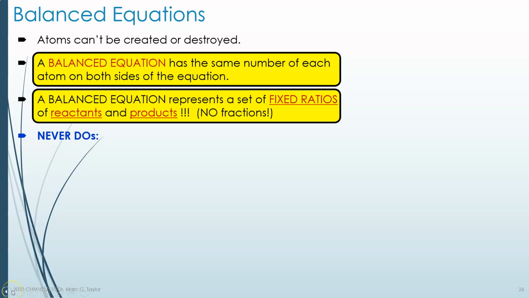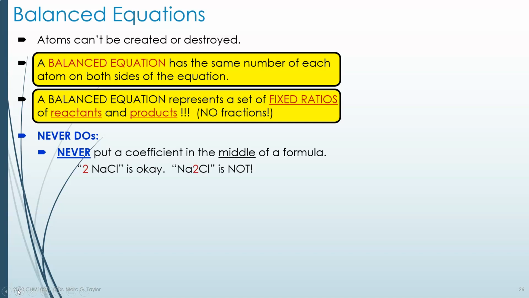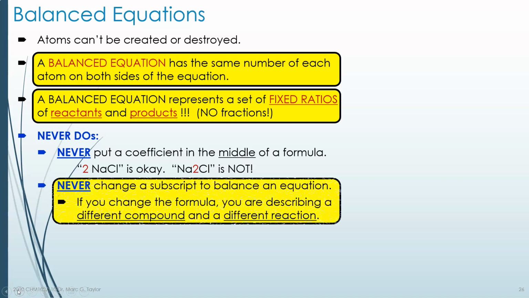So there are certain things you can never do when you're balancing equations. One of them is to never put a coefficient, this is telling you how many of the molecule, in the middle of the formula. In other words, it's okay to say 2 sodium chlorides are reacting or 2 sodium chlorides are products, but you can't say sodium 2 chloride. In other words, you can't double or triple part of the molecule without doubling or tripling the whole formula.